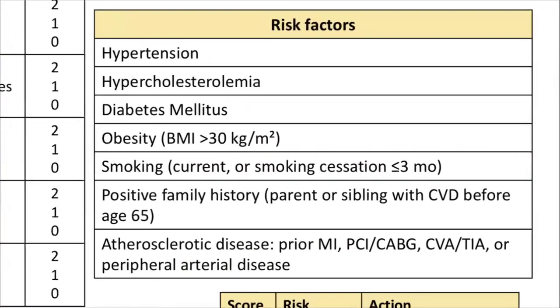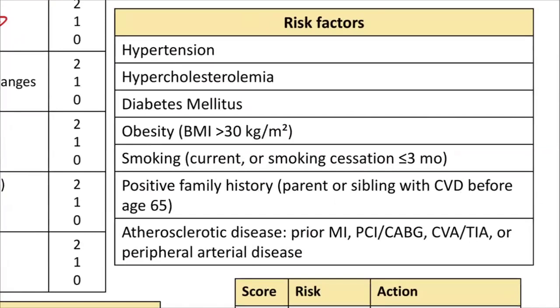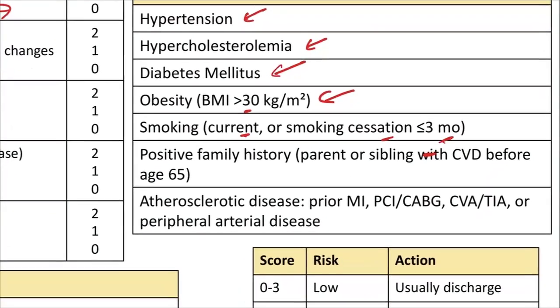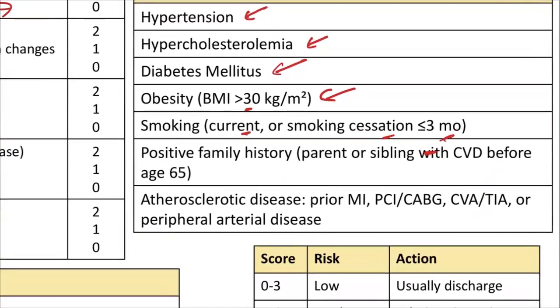What are the risk factors we are looking out for? Risk factors, for example, can be hypertension, high cholesterol levels, hypercholesterolemia, known case of diabetes, obese patient if the BMI is more than 30, smoker who is a current smoker or who is in smoking cessation. He might say, whenever you ask the patient, no, I stopped smoking. When did you stop? A month back, 2 months back. If he has stopped smoking within the last 3 months, again, it is considered as a risk factor.